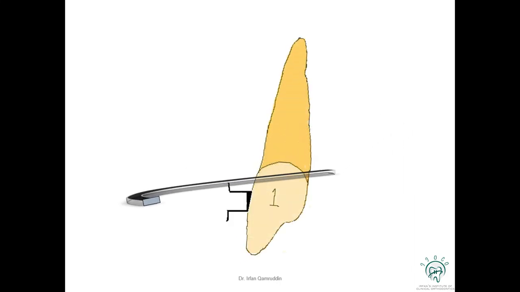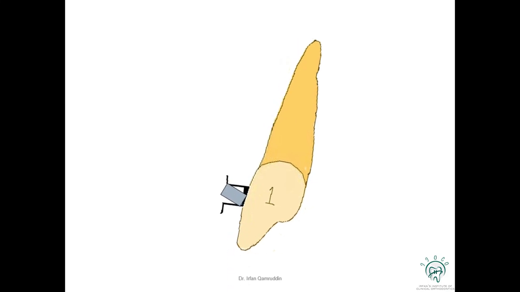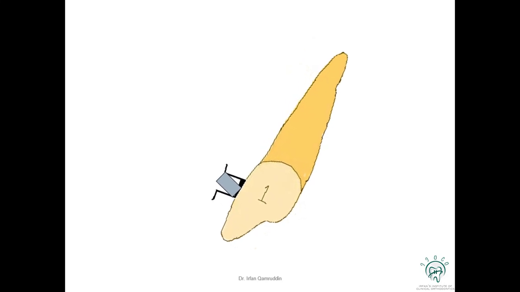Placing the rectangular wire in the rectangular bracket slot and giving some twist in the wire, you can have 2-point contacts and the generation of couple, and in this way you can have some control over the root movement. Now the type of movement you will get from the mechanics depends on the amount of single force you have applied to retract the tooth and the magnitude of the couple you have generated here.